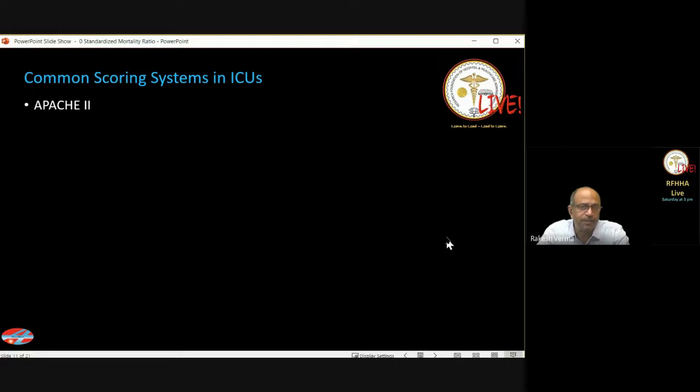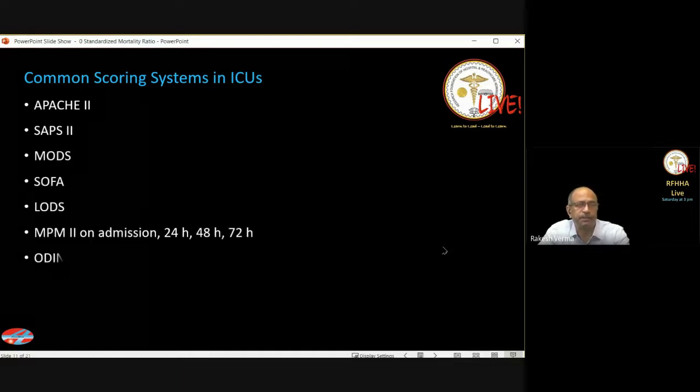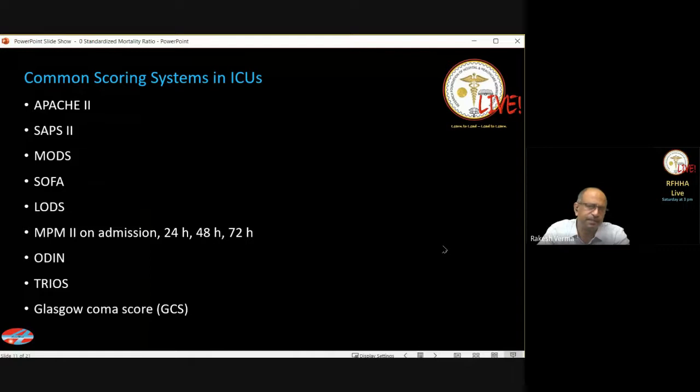So the common scoring systems which are in use in the ICUs are Apache 2, something known as SAPS2, then MODS, the multi-organ, like this. So I've just given a list. I think the most common can be the Glasgow Coma score, which is the commonest one. All of us are familiar with it, and it is used frequently.